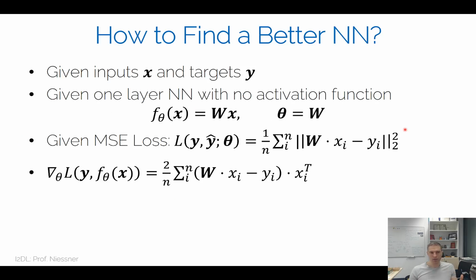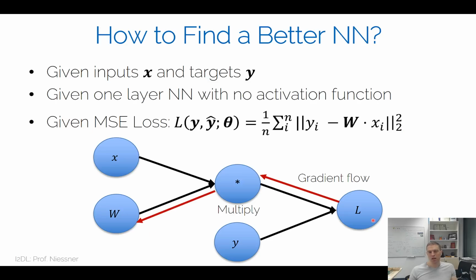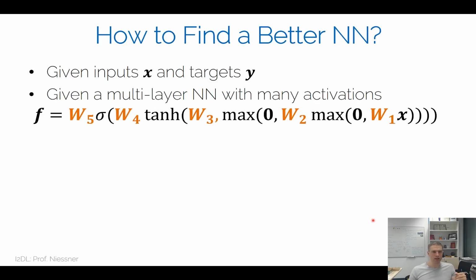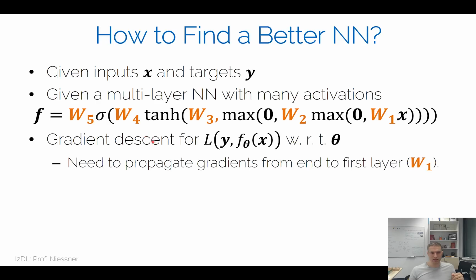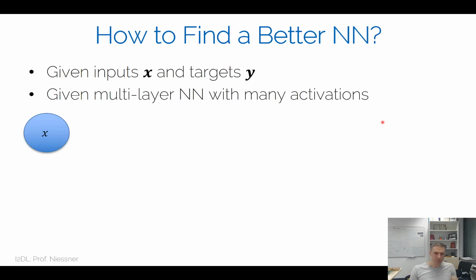when we have a more complicated model, we're going to do exactly the same thing, except that this little compute graph that we have just seen is going to become a little bit more complicated, meaning that we have now many layers, and now we have to do gradient descent for this loss function with respect to theta. We need to backpropagate the gradients from the end to the first layer one. So meaning we start here and we go all the way back to W1 here. Right. Well, how do we do that?